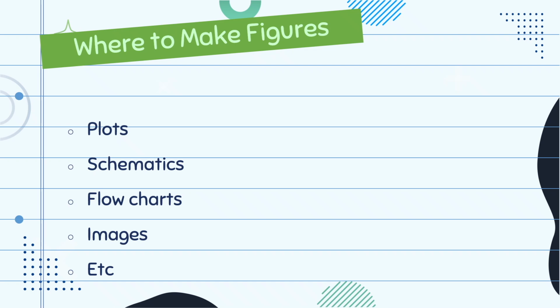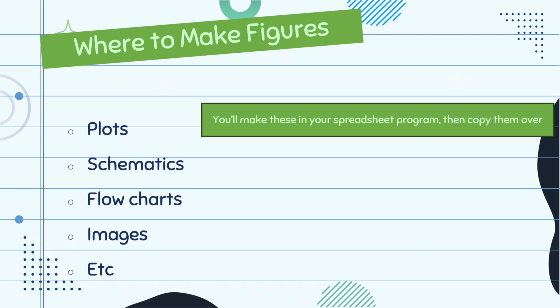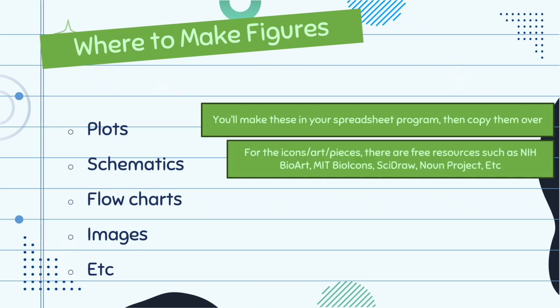So there are lots of places where you can make the panels, the components of your figures. Plots, you will likely make these in your spreadsheet program and then copy them over. There's also the opportunity to maybe edit them aesthetically in things like Adobe Illustrator or Inkscape. We'll talk a bit about that. For schematics, you might find the icons and art or pieces free through sources like the NIH BioArt, MIT Icon, SciDraw, the Noun Project. For the sciences, there is also BioRender, although BioRender unpaid is actually quite limited, so I prefer using one of these.